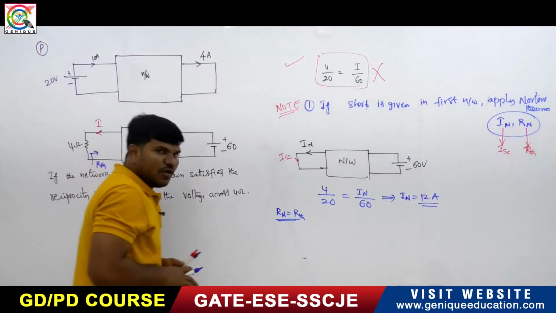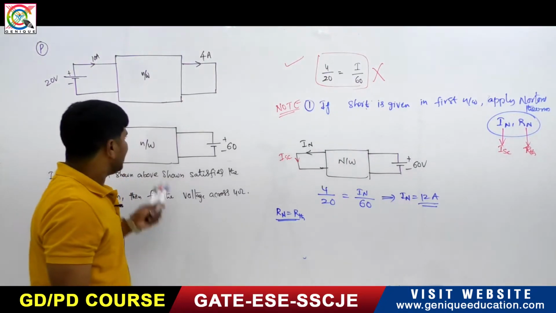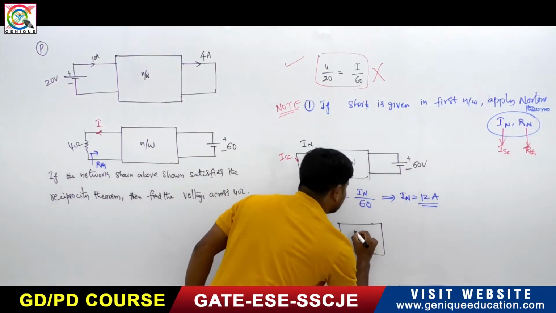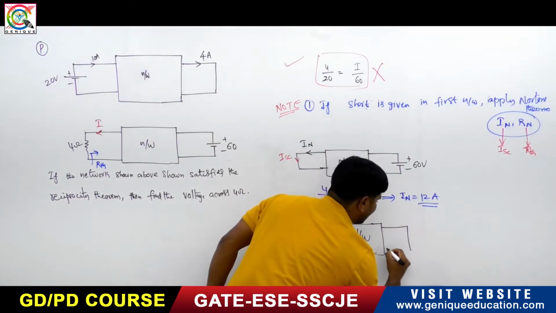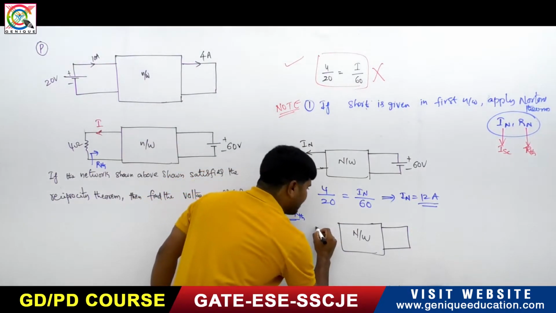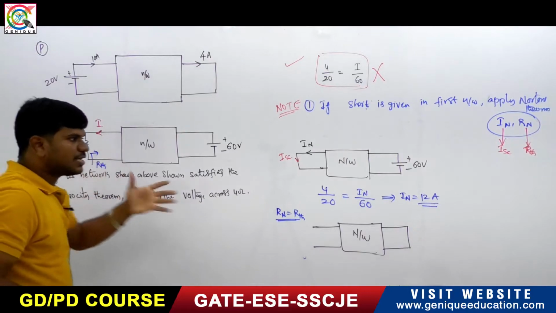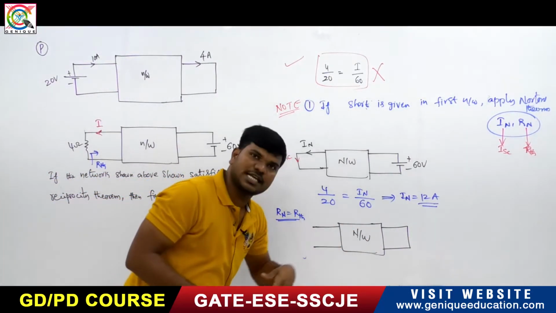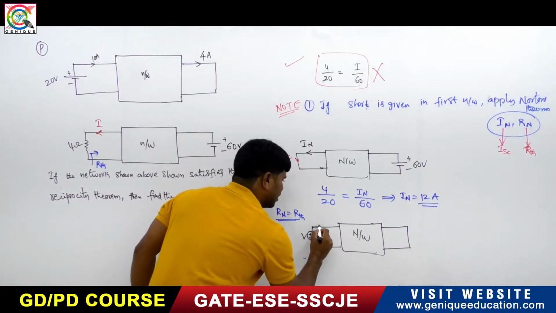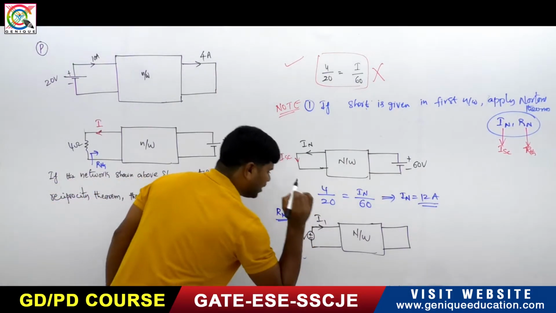For finding the equivalent resistance, I have to deactivate all the independent sources. If you deactivate the independent sources, the circuit will look like this. The 60 volt source is short circuited. Because there is no source in this network, I can assume one source having a voltage V and contributing some current I1, let us suppose.